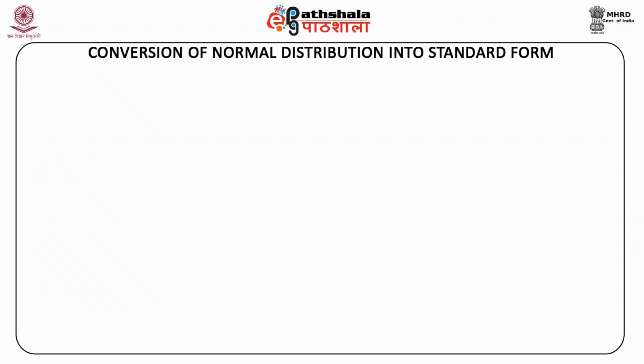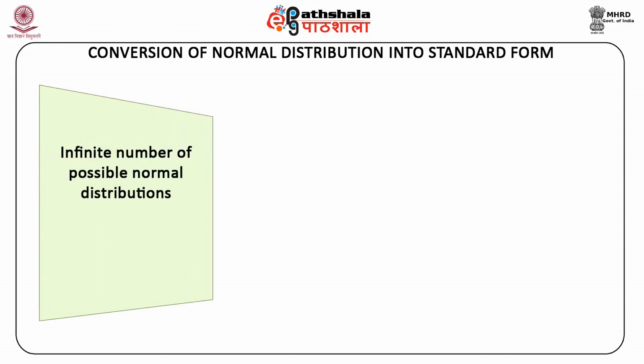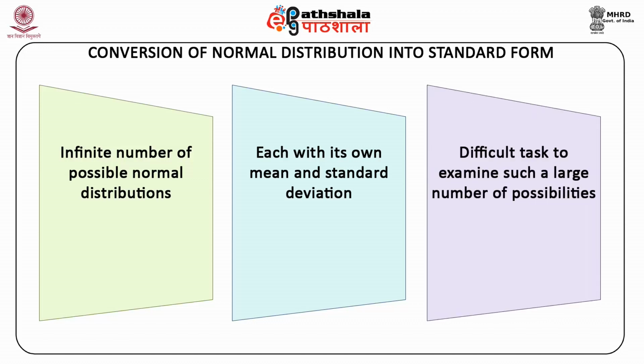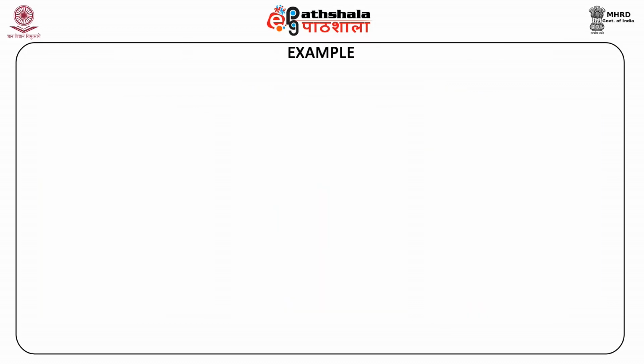Let us now understand why we convert normal distributions into one standard form. We convert because there exists an infinite number of possible normal distributions, each with its own mean and standard deviation, and it becomes a very difficult task to examine such a large number of possibilities. This can be explained with the help of the following example.